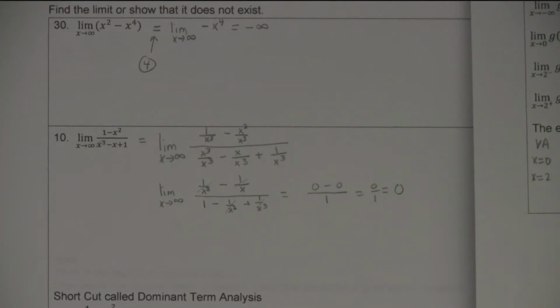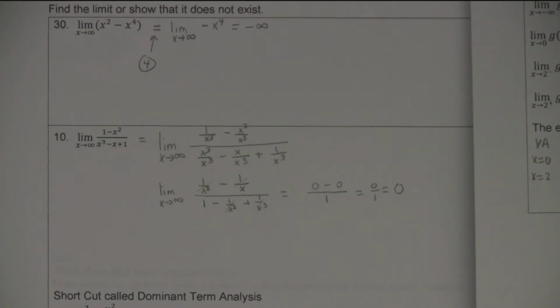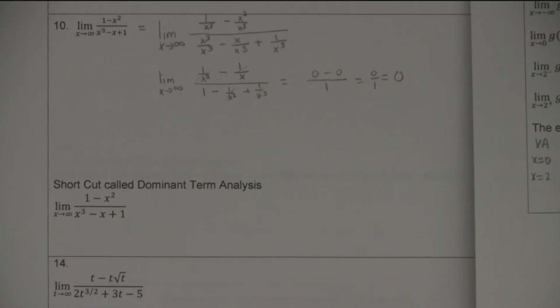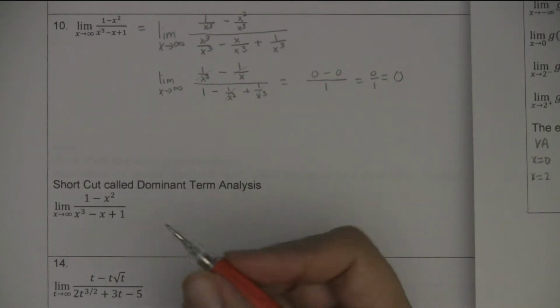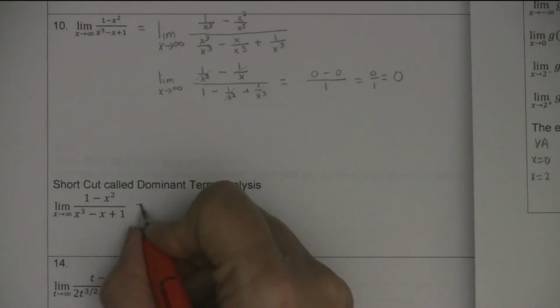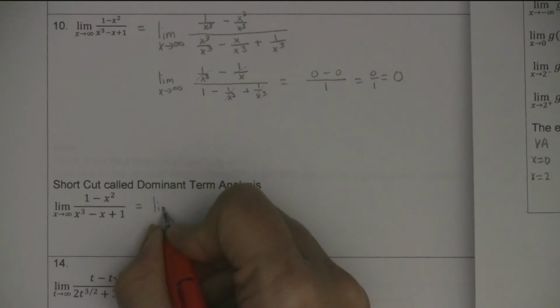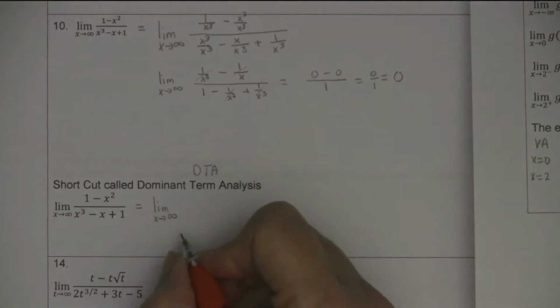Now there's another way of doing this problem, and I'm fine with either. And a lot of books show this. Our book didn't show it, I admit. And it's called dominant term analysis. And what dominant term analysis means is that you look at, and they kind of showed it, and it was kind of like number 4. You look at what the leader is in the numerator and the denominator. So they say that this is the same. So DTA, dominant term analysis, right?